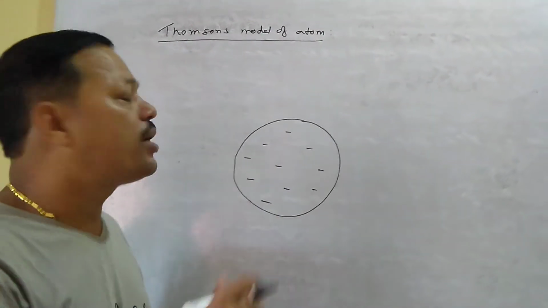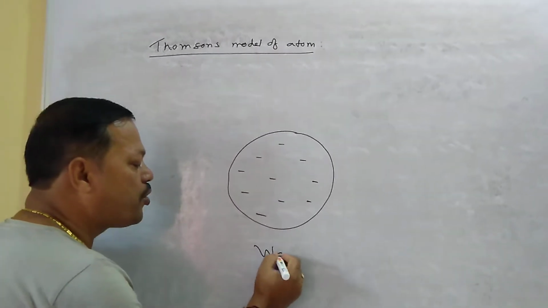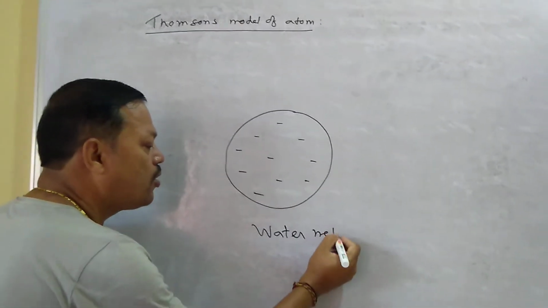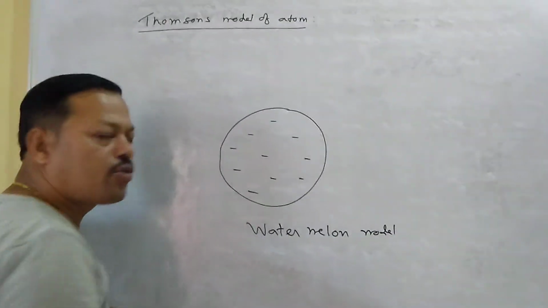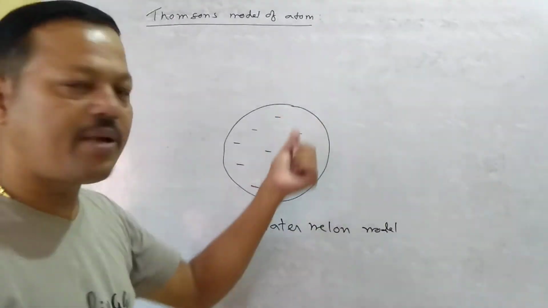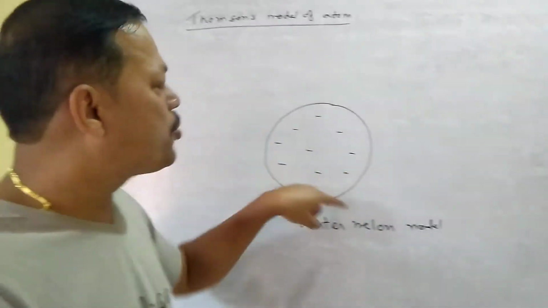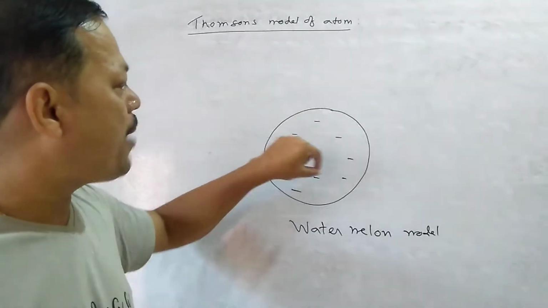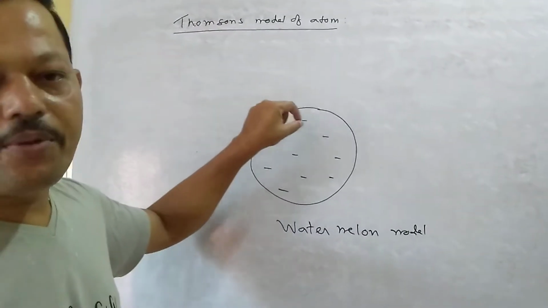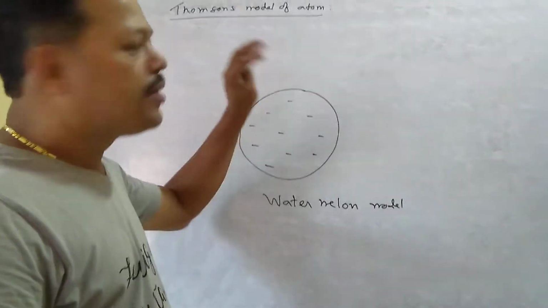So this is the model given by Thomson, and this model is also called the watermelon model. You know it. This is also called the watermelon model. Why is it called the watermelon model? Because it's like a watermelon, and the seeds are embedded inside the watermelon. In that way, here also the atom contains a positively charged sphere, and the electrons are embedded inside the positive sphere. Okay, this is Thomson's model.